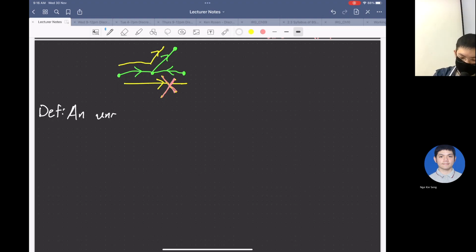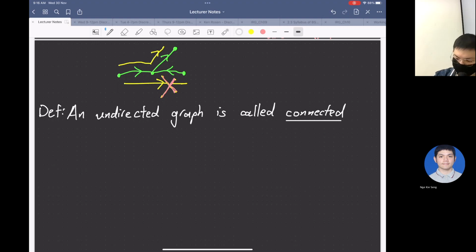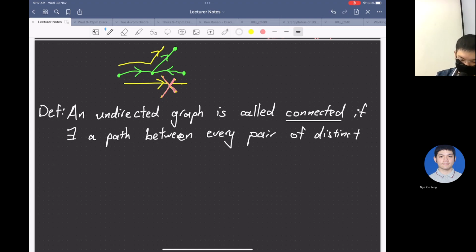Next thing is about connection. So when do we call a graph connected? When you say a graph is connected, it means that for every 2 points there is a path. So you can reach every 2 vertexes through the edges, then this graph is connected. If it is not connected, then we say disconnected.